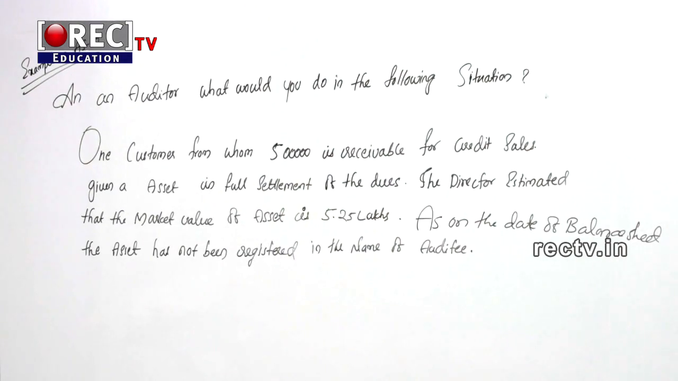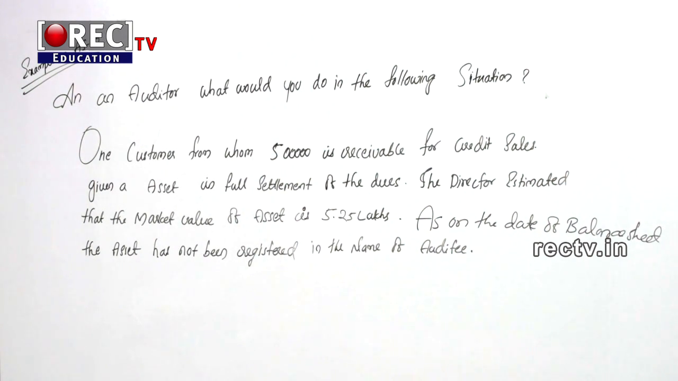Now we are taking one example on AS 10. The question is, as an auditor, what would you do in the following situation? One customer from whom 5 lakh is receivable for a credit sale has given an asset in full settlement of the dues. The directors estimated that the market value of the asset is 5,25,000. As on the date of the balance sheet, the asset has not been registered in the name of the auditee. So what will you do in this situation?